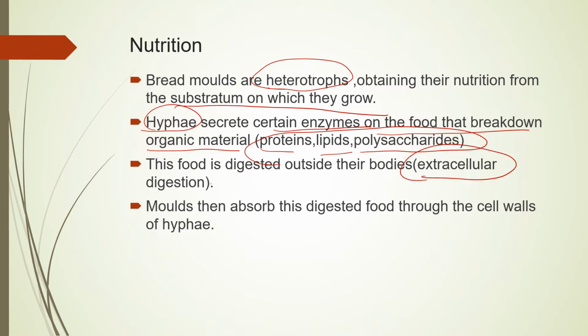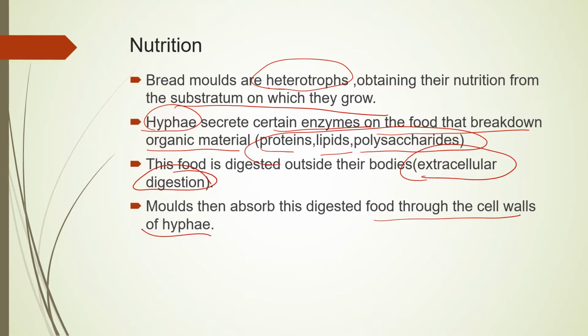That is called extracellular digestion. So digestion which is happening outside the body. If the digestion is happening within the body, then we are going to call it intracellular digestion. Now molds then absorb this digested food through the cell walls of hyphae. The molds are absorbing all the extracellular digested food through the cell walls of the hyphae.